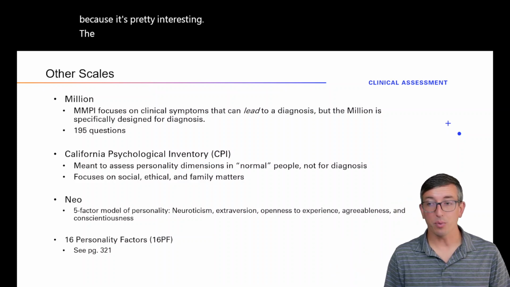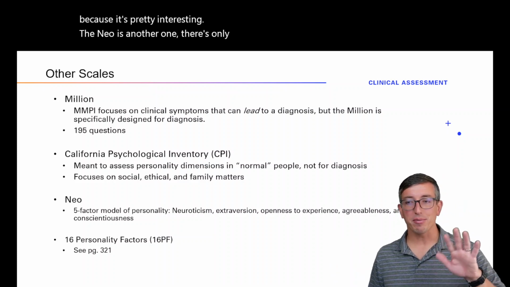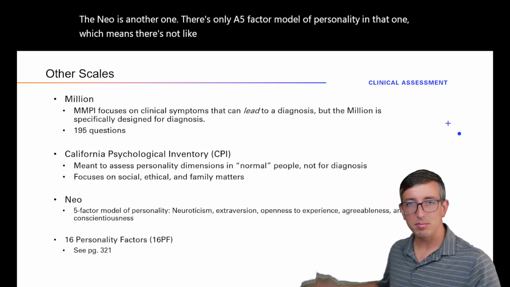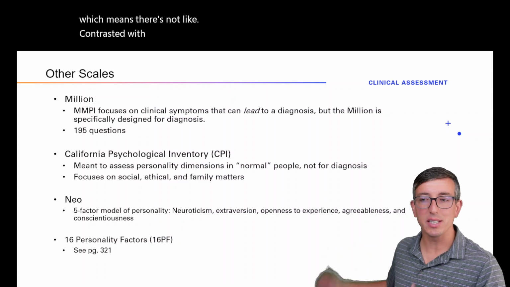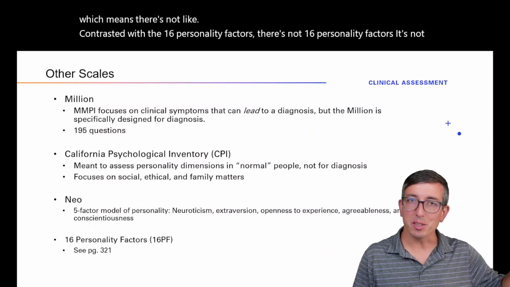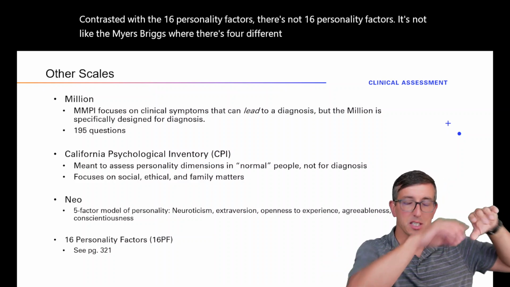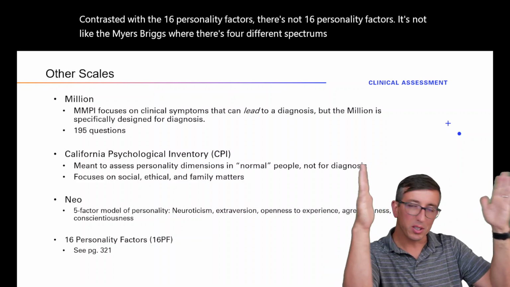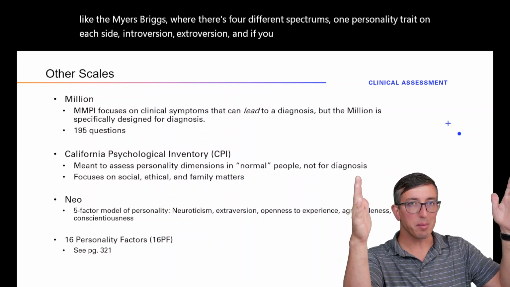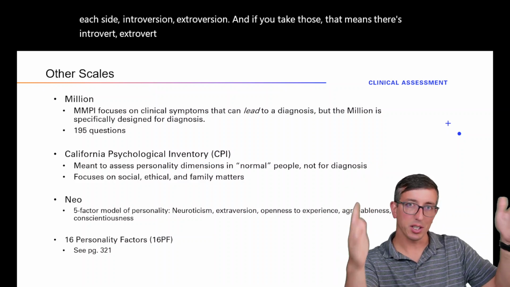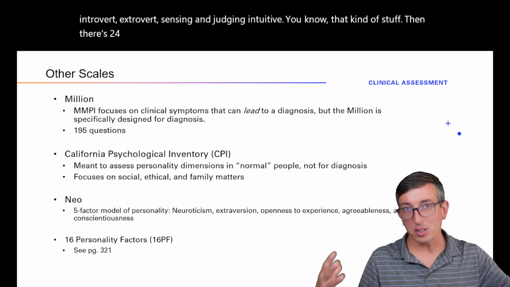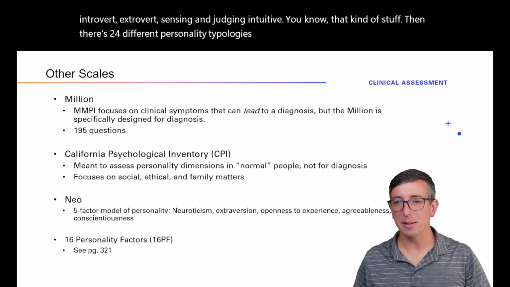The NEO is another one. There's only a 5-factor model of personality in that one, which means, in contrast with the 16 personality factors, there's not 16 personality factors. It's not like the Myers-Briggs, where there are 4 different spectrums, one personality trait on each side, introversion, extroversion. If you take those, that means there's introvert, extrovert, sensing and judging, intuitive, that kind of stuff. Then there's 24 different personality typologies, basically.